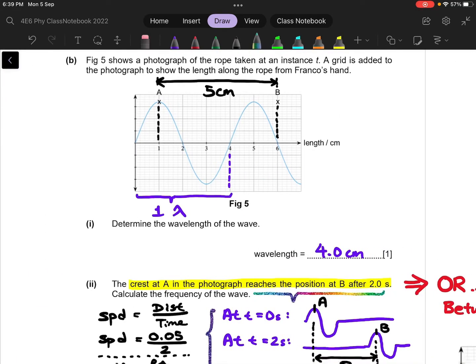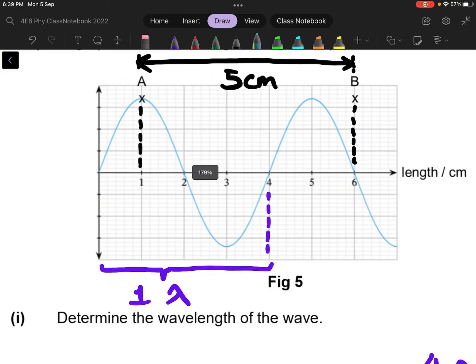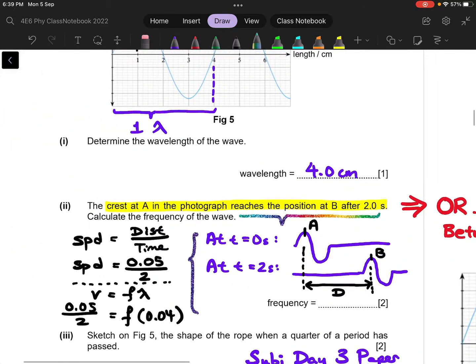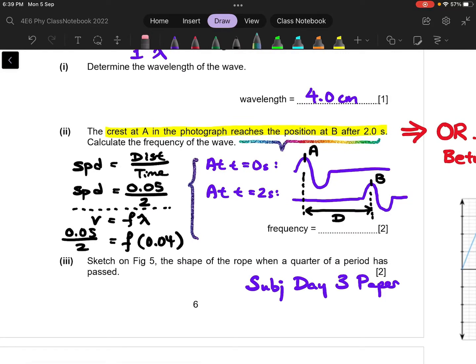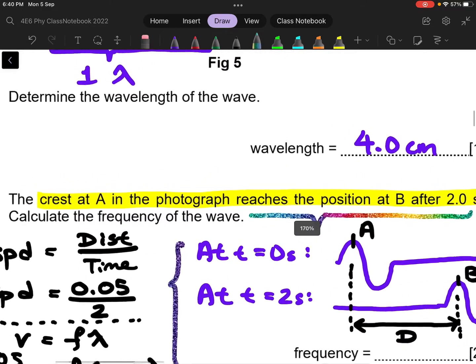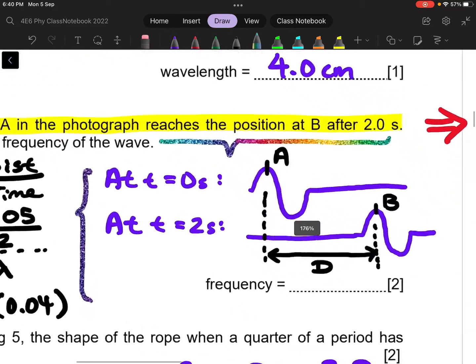Down here there are a few things you need to take note of. You need to be able to find the shape of one complete wavelength, which is here. Most of you lose the mark because you didn't give it in 2 SF. If you go to part 2, there are two ways of doing it. Number one is that you need to understand what they mean by this yellow statement: the crest at A reaches B after 2 seconds.